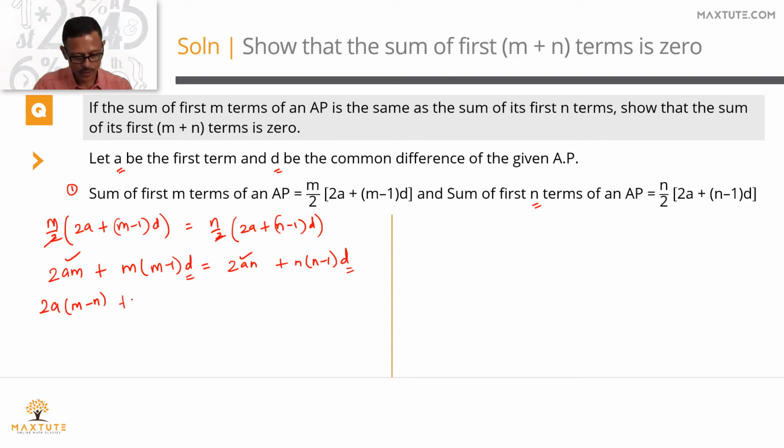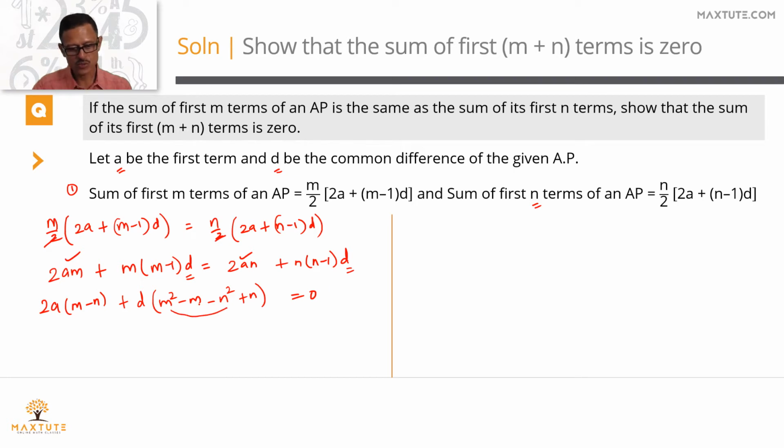If I take d common outside and expand the terms, I'm writing m square minus m is what will be here. We would have got this minus of n into n minus 1 to the left hand side. It would have become minus n into n minus 1, which will make it as minus n square plus n. This is equal to 0. We've taken all terms to the left hand side. Let's club the like terms together.